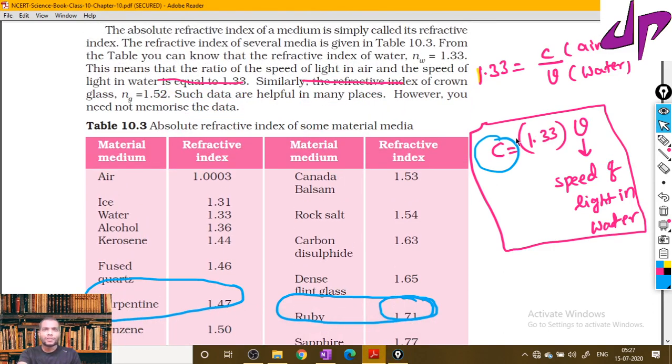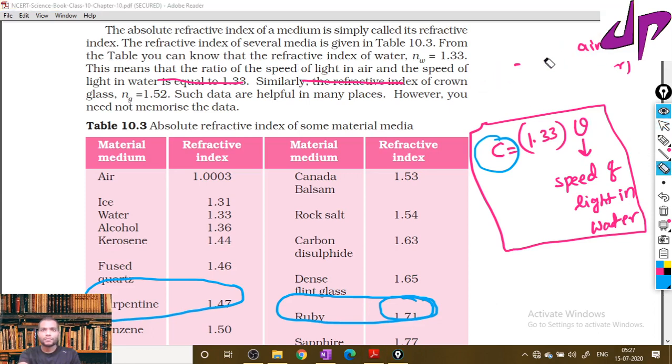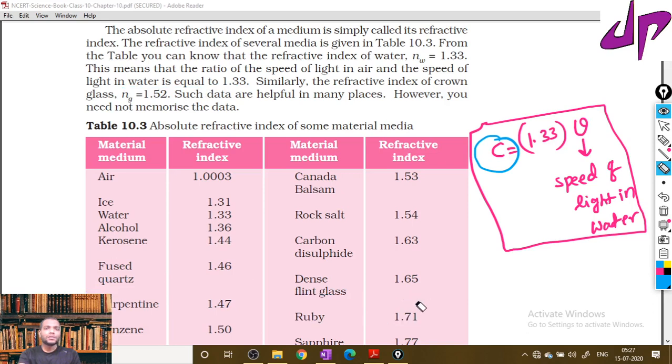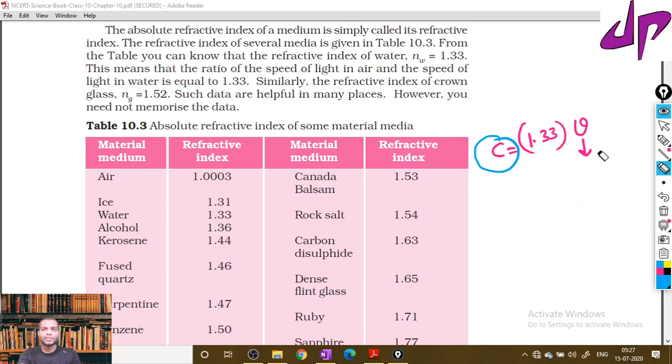So if you read this one, the refractive index of water. Just the above paragraph from the NCERT: the refractive index of water n suffix w equal to 1.33. This means that the ratio of the speed of light in air and the speed of light in water equal to 1.33. So to know the ratio of speeds of light in two different mediums, the very helpful physical quantity is refractive index. So refractive index is the ratio of the speed of light in different mediums.